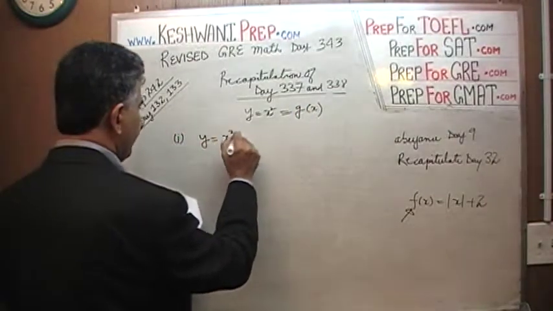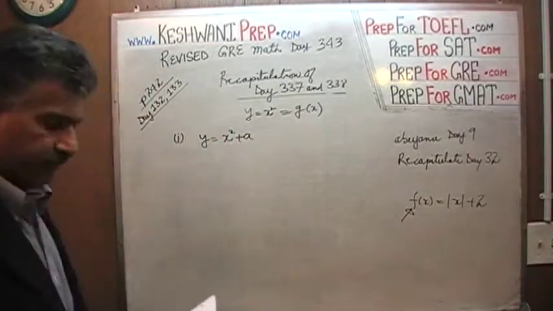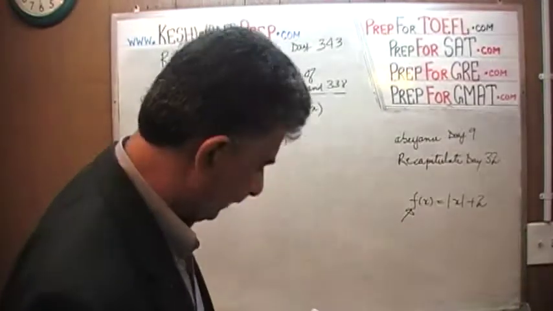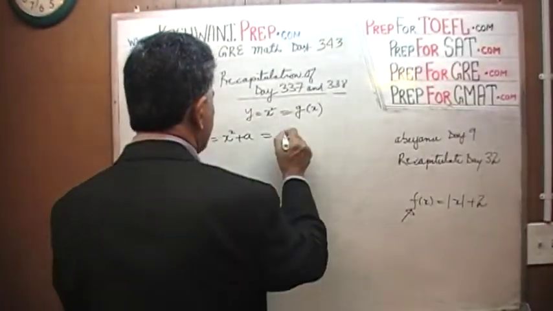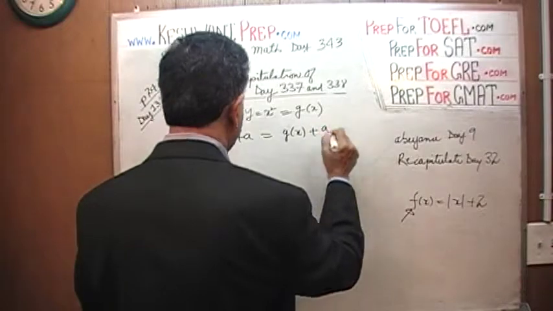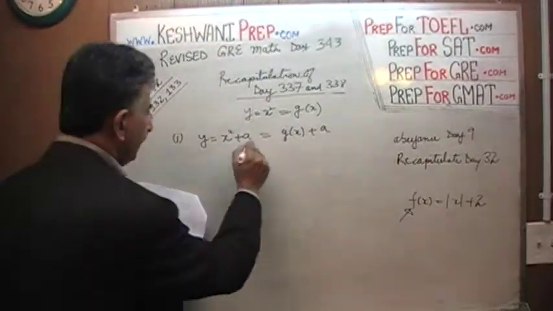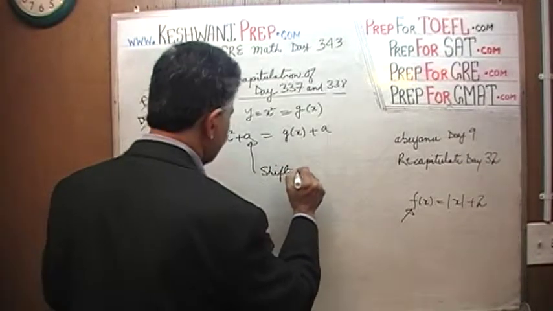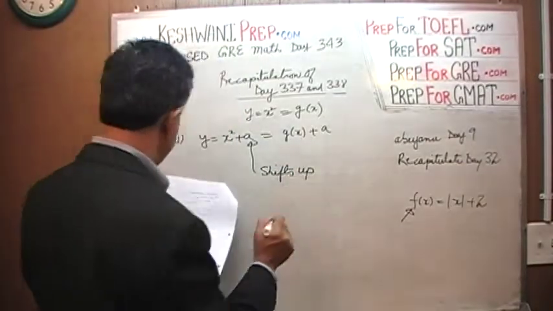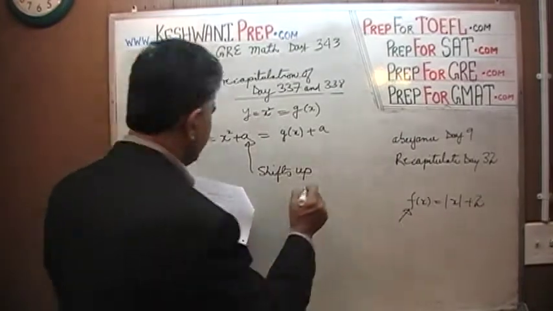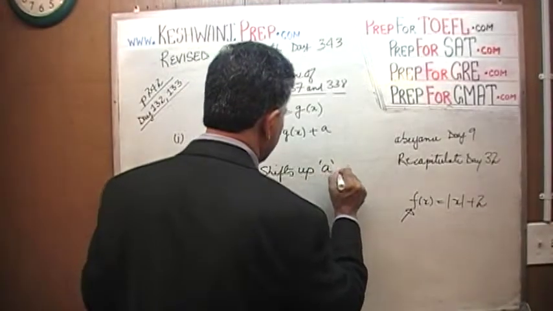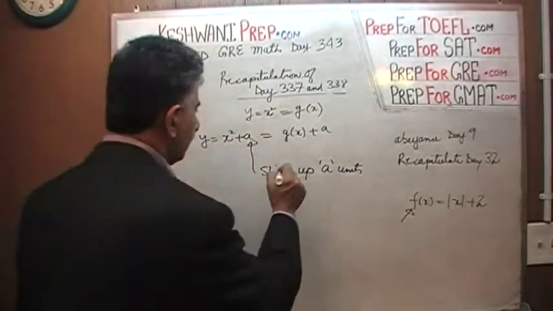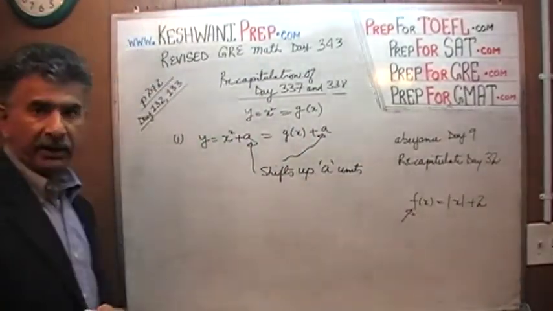Y is equal to x squared plus a. What happens then? Which is our g of x plus a. This a tells us that we are shifting it up by a unit. That's what it means. We're shifting it up by a unit.